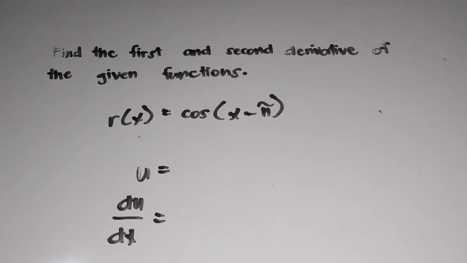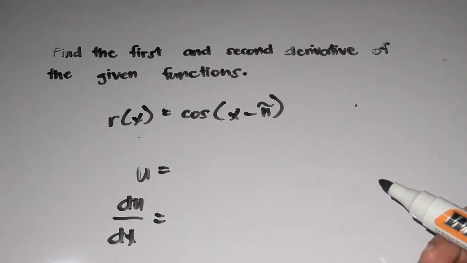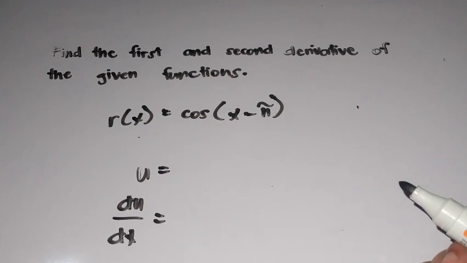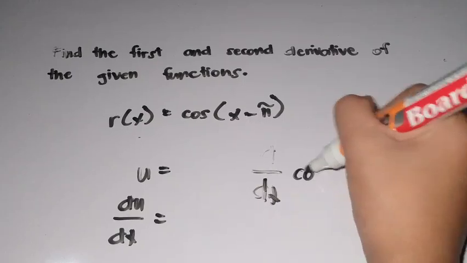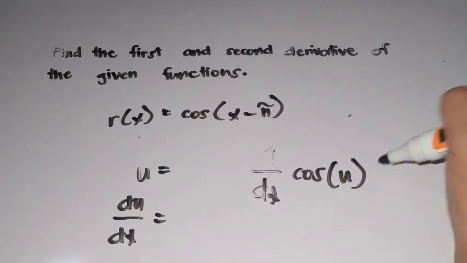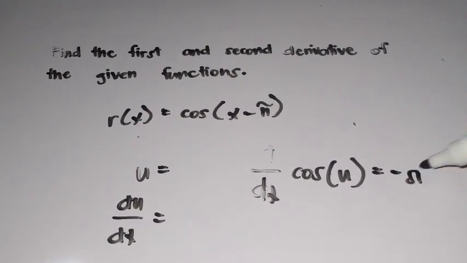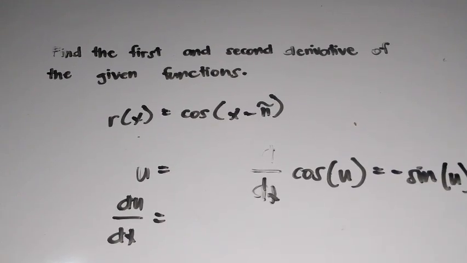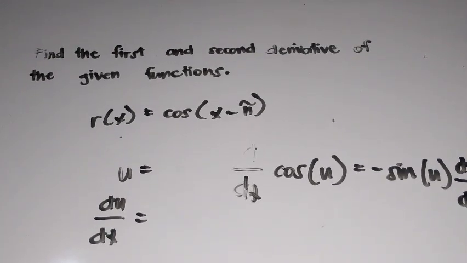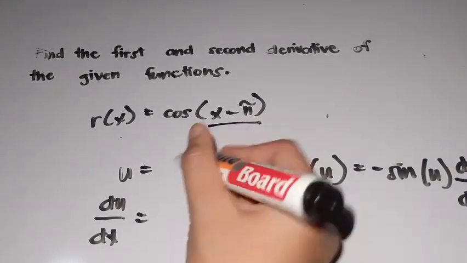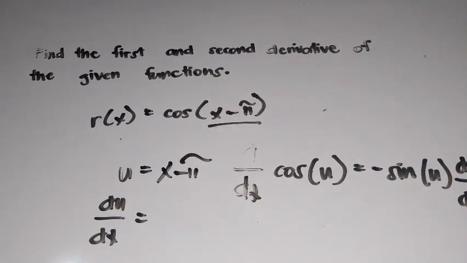Now, we're going to find the first and second derivative of the given function. Here we have R of x equals cosine of x minus pi. We will use the chain rule for differentiation. So d over dx of cosine u is equal to negative sine u times du/dx. Let us put u as x minus pi, and the derivative of u, du/dx, is 1.